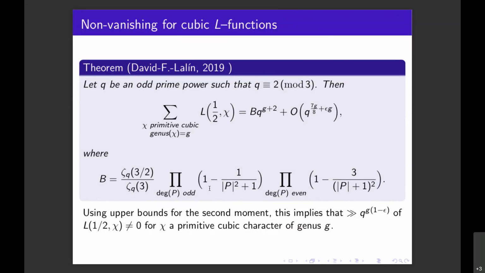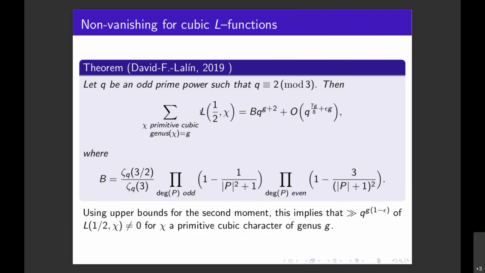And I'm summing L of 1/2 chi, and I'm summing over primitive cubic characters of genus g. So this roughly means that I'm summing over characters whose conductor has degree roughly g. And we get an asymptotic formula with a main term of size roughly q to the g. So I wrote it as B times q to the g plus 2 because the size of the family is a constant times q to the g plus 2. And then we have a power saving error term.